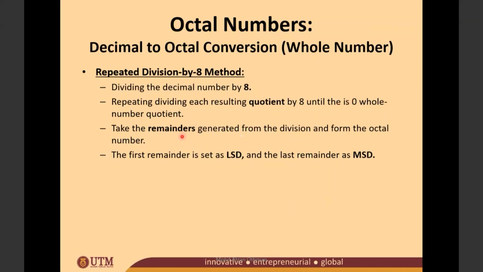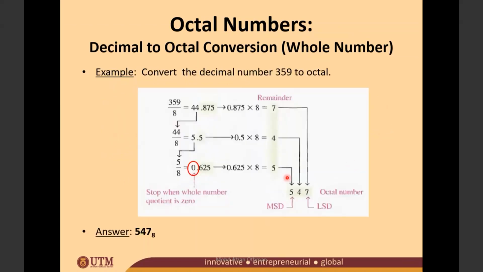get the octal representation. So the first remainder is set as the least significant digit and the last remainder as the most significant digit. Konsep sama macam tukar binary tadi ya, kan? Ya, konsep dia sama dengan binary tadi.